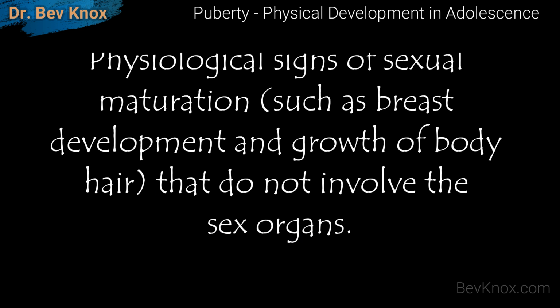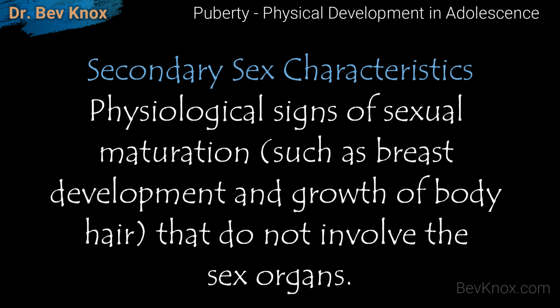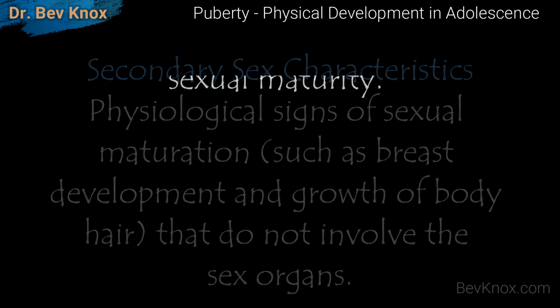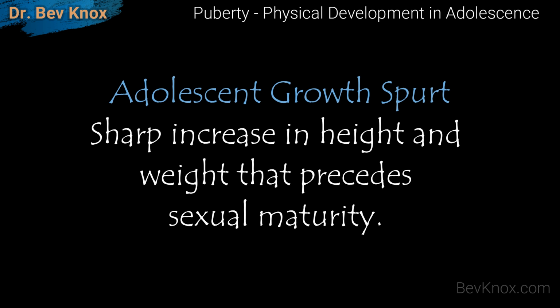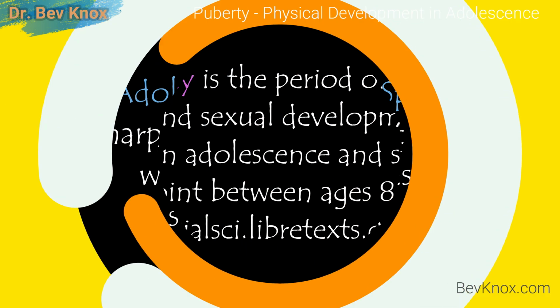Next, secondary sex characteristics: the physiological signs of sexual maturation, such as breast development and growth of body hair, that do not involve the sex organs. And next, adolescent growth spurt: a sharp increase in height and weight that precedes sexual maturation.